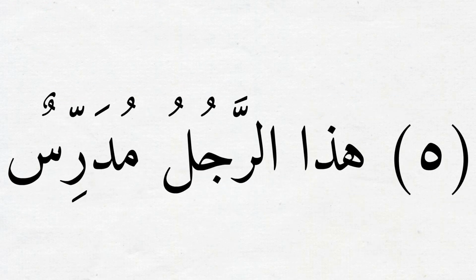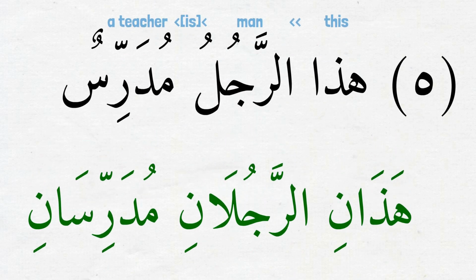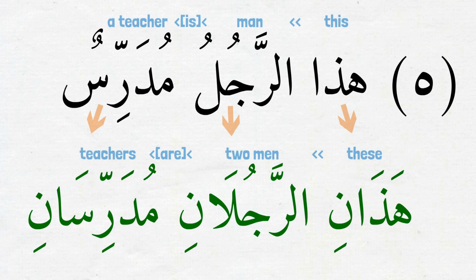Now we have a few sentences that involve بدل. هذا الرجل مدرس. This man is a teacher. How do we turn this sentence into a dual version? We simply convert each noun to al-muthanna. هذا becomes هذان, الرجل becomes الرجلان, and مدرس becomes مدرسان. Together, the new sentence is هذان الرجلان مدرسان. These two men are teachers. Or literally, these two men are two teachers. هذان الرجلان مدرسان.